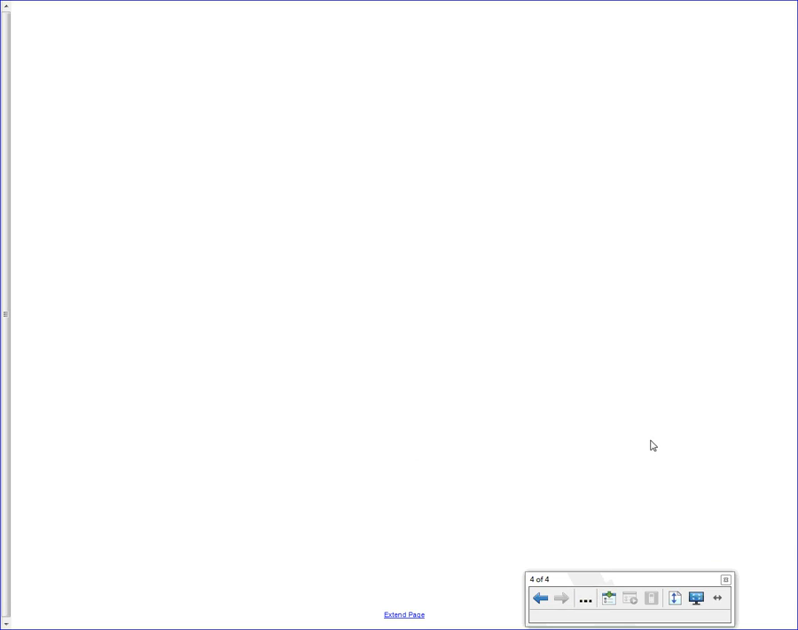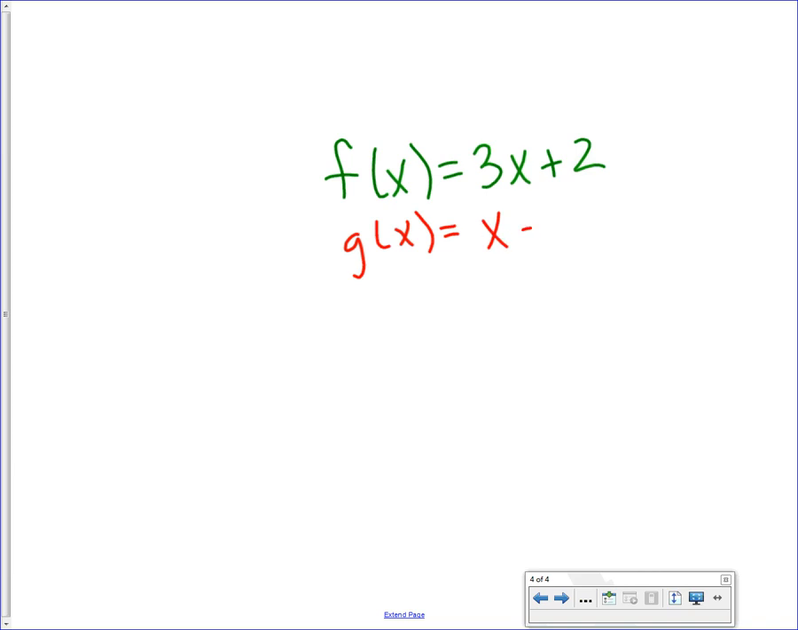So I need a definition for f and for g. So let's call f 3x plus 2. And let's call g x minus 1. So both of these are linear functions. So their domains right now are all real numbers. The domain of f is all real numbers because it's a linear function. And the domain of g is also all real numbers because it's a linear function.